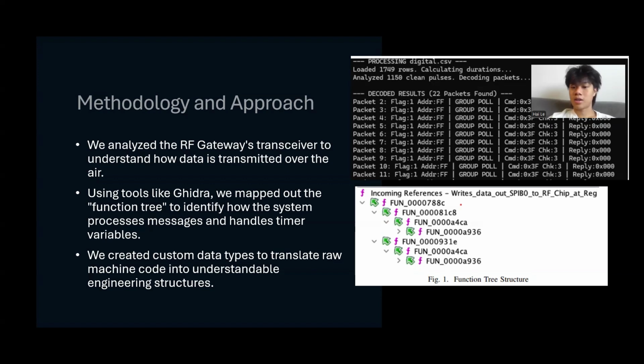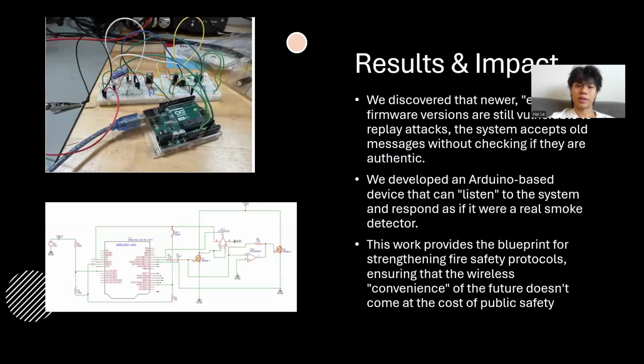You can see on the bottom right the function tree and how the function tree works. And then the last thing we did was create custom data types to translate raw machine code into understandable engineering structures. So on the top right here, we were able to decode the messages into something that we can actually read and analyze more clearly.